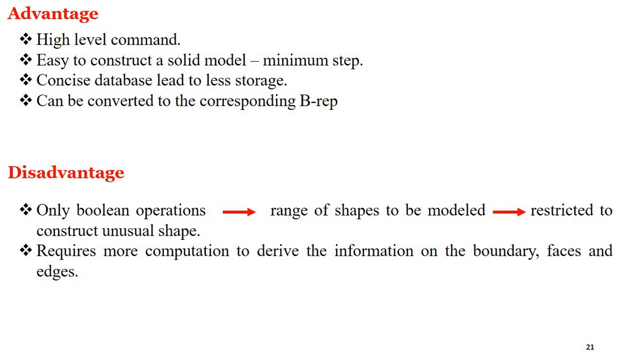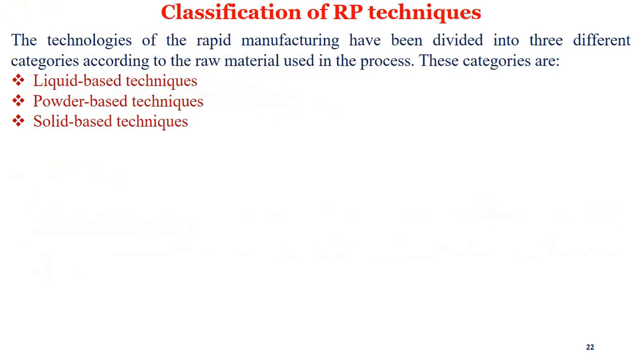So without Boolean operations we cannot model our object. The range of shapes is limited, which means intricate shapes are not drawn by this technique. It is restricted in constructing unusual shapes, so there is a strong restriction on very complex shapes. It requires more computation to derive the information on boundary faces and edges. So the process is based on Boolean operations, and we require more computation to construct any model's boundaries, faces or edges.